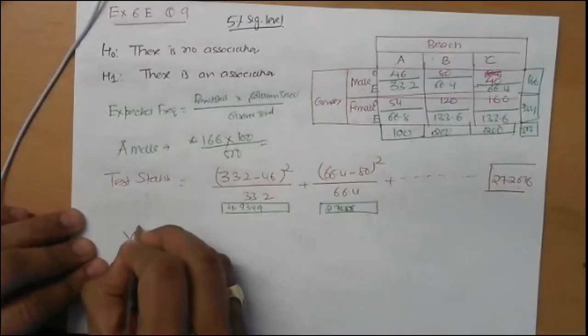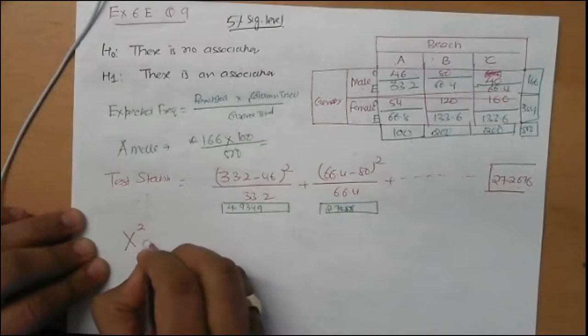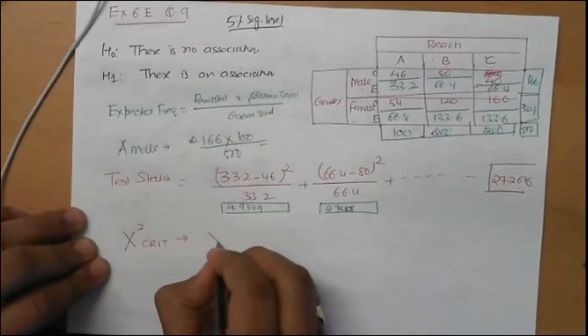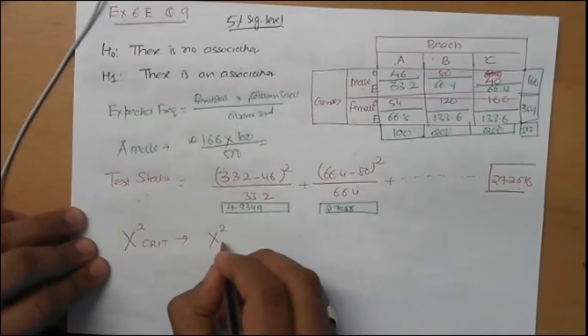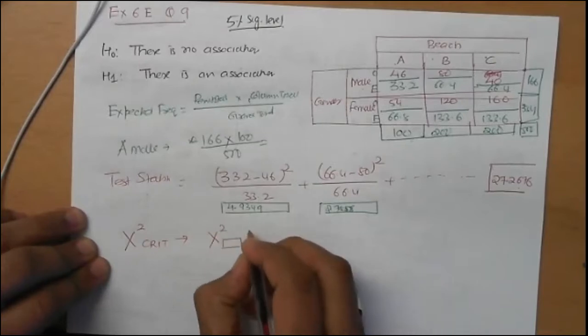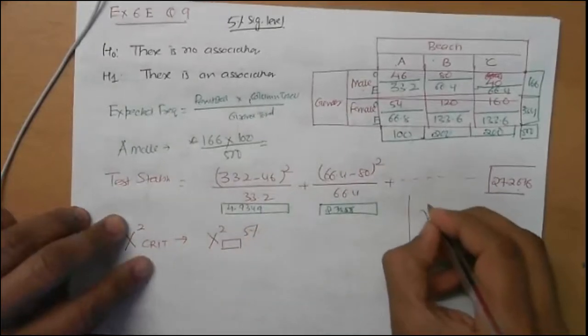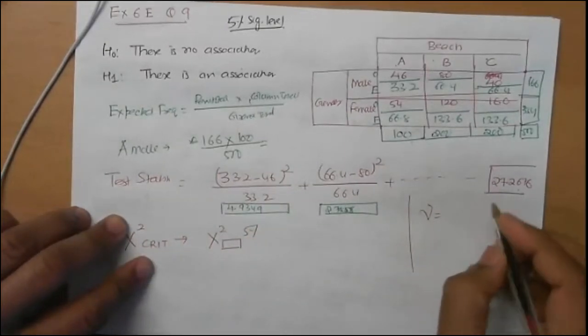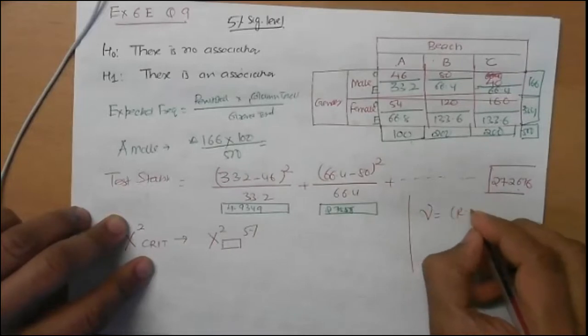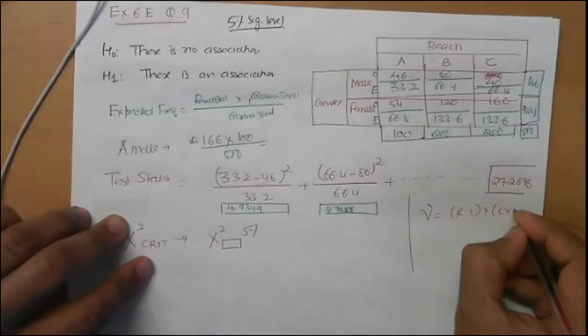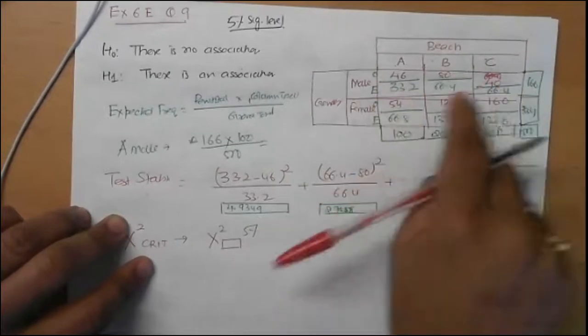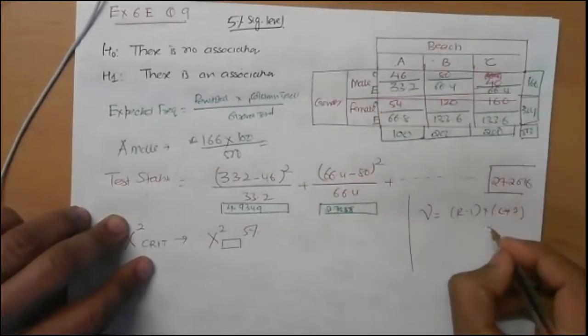So for the chi-square critical value, I need to work out the degrees of freedom, and the significance level in the question was 5%. Guys, degrees of freedom, nu is the symbol. The formula in this one is very simple: R minus 1 times C minus 1. So 2 rows, 2 minus 1 is 1.